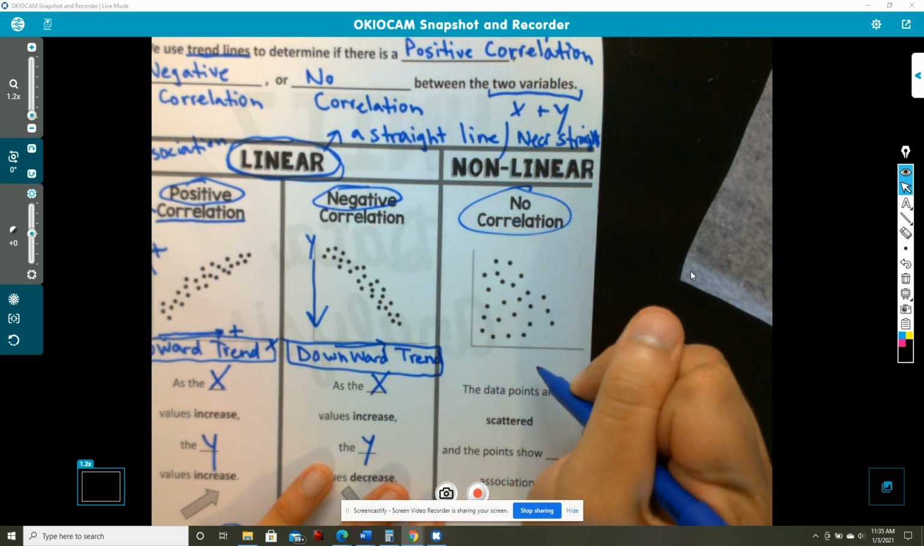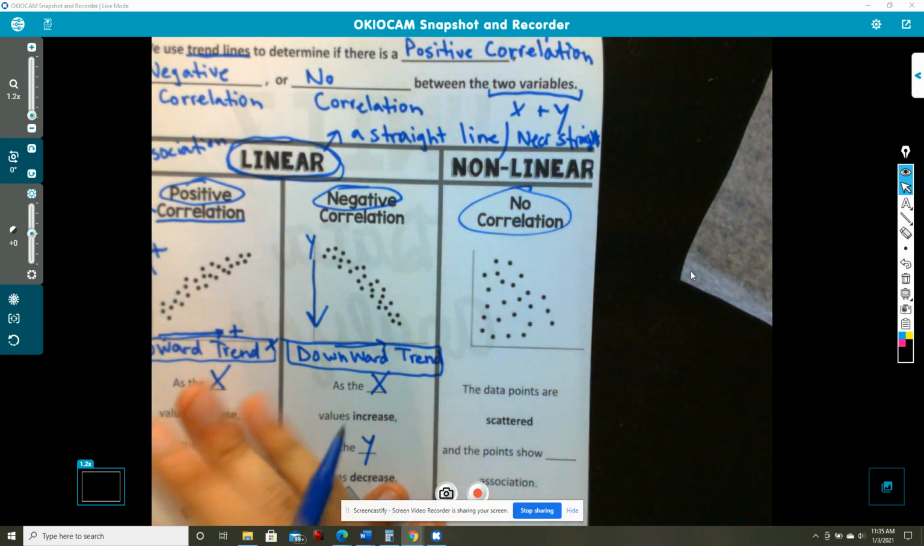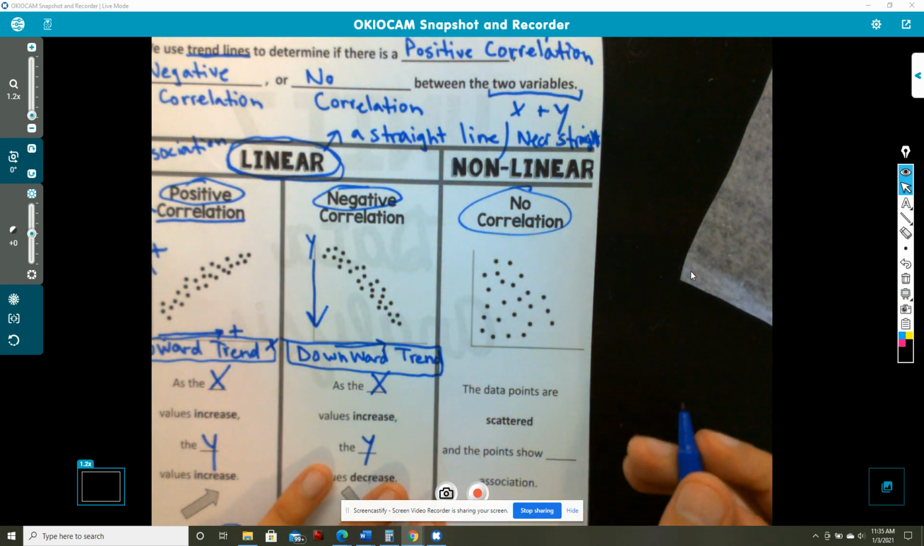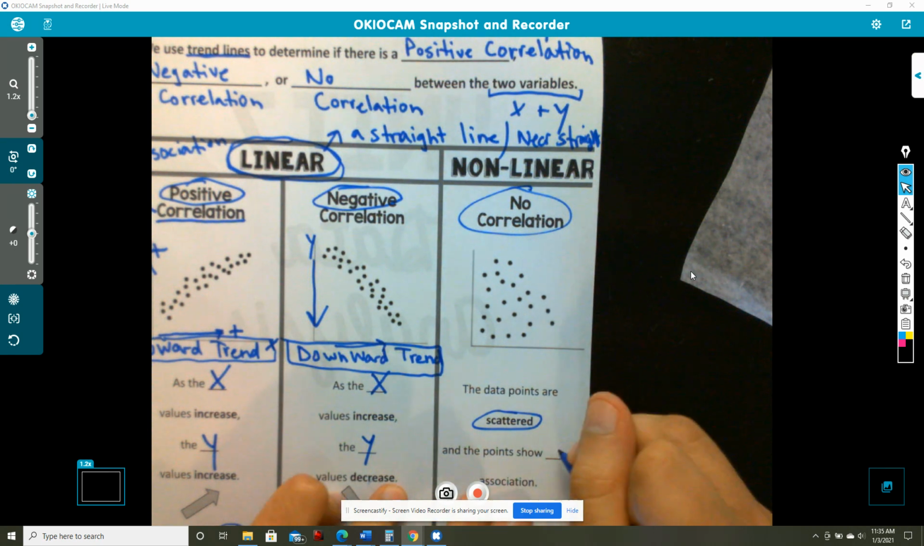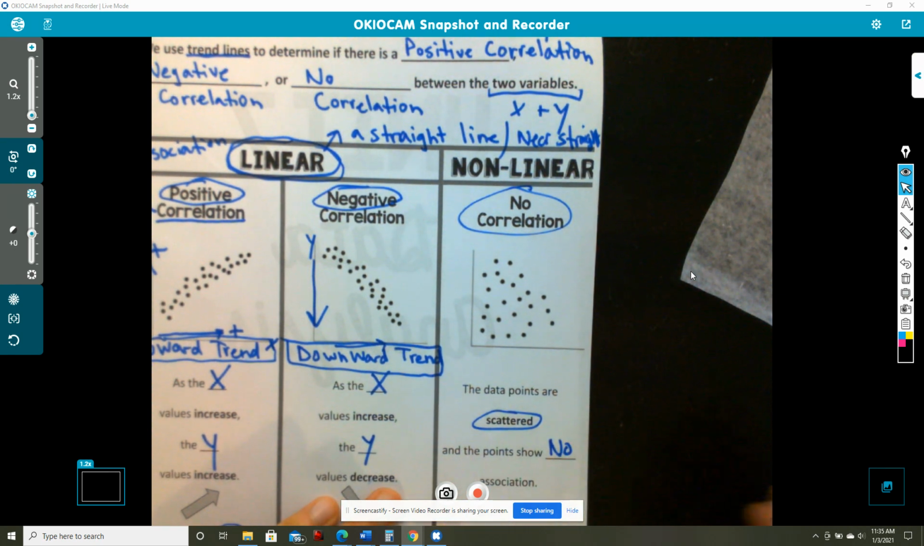Whatever is happening to the x values, nothing's happening to the y values. So there's no association, nothing's happening between the two. So the data points are scattered, and the points show no association or zero association. So remember, association also means correlation.